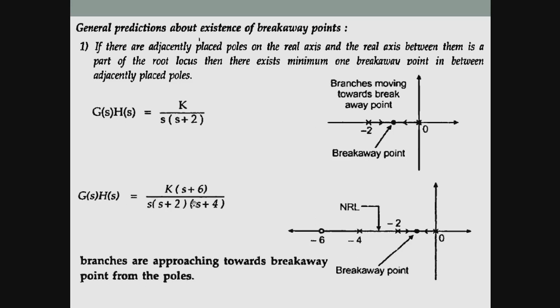G of s equals k into s plus 6 and s plus 2. So this is what is being given. Try to plot it. So this is s equal to 0. Here we have poles s plus 2, s plus 4, at minus 4, minus 2. So what I can see here, these two are adjacently placed.